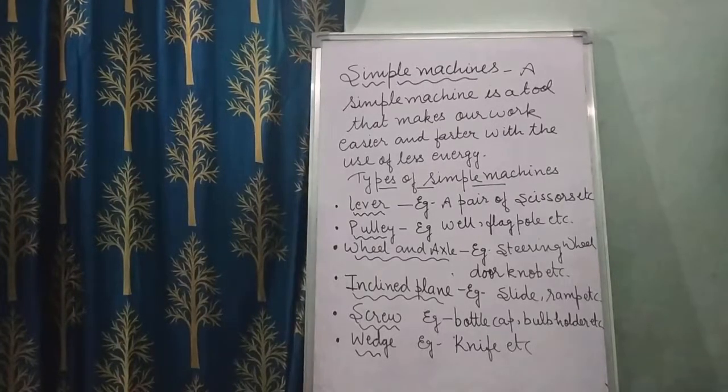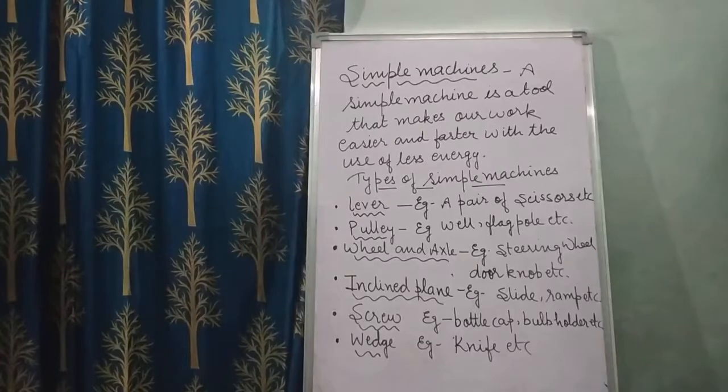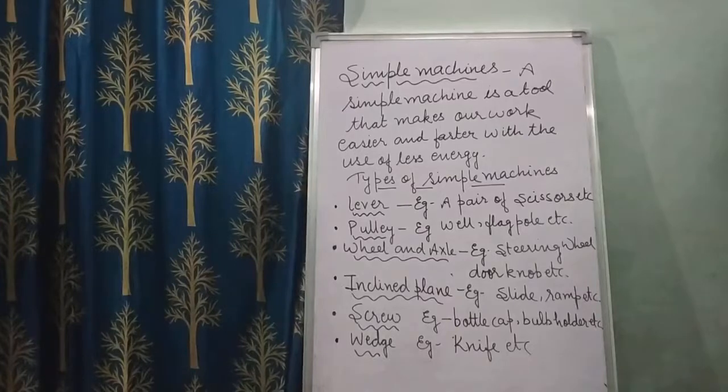Examples of the pulley are a well, a flagpole, etc. A pulley is also a simple machine that has a grooved wheel and a rope running between the grooves of the wheel. Have you seen a well? It is used to lift heavy objects attached to one end of the rope. Drawing water from a well with the help of a pulley is an example.